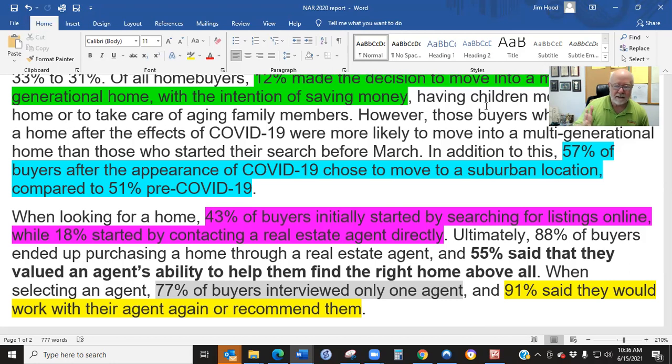And this does not surprise me. 91% of home buyers said they would use or work with their agent again or recommend them. And this was sort of a kick in the backside. 91% would use me again. So what percentage of my business is repeat and referral? There are different ways of building business, and some agents don't have any repeat and referral. They've got a different route running, and that's fine.